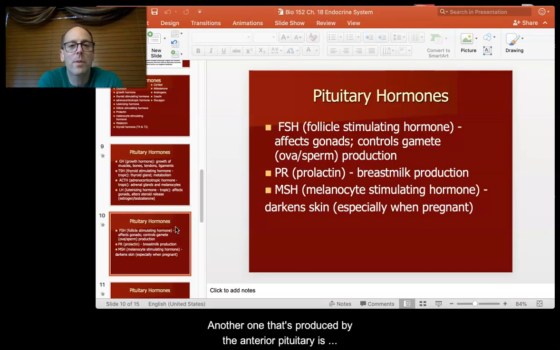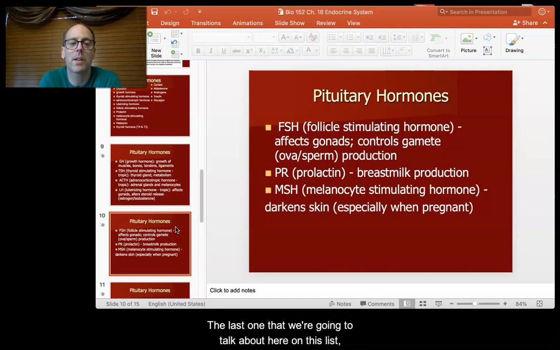Now, another one that's produced by the anterior pituitary is prolactin. Prolactin actually has several functions in both males and females, but we're going to focus on prolactin in milk production. So in women who are pregnant, when they give birth, they produce prolactin and they produce milk. So the target there are the mammary glands.